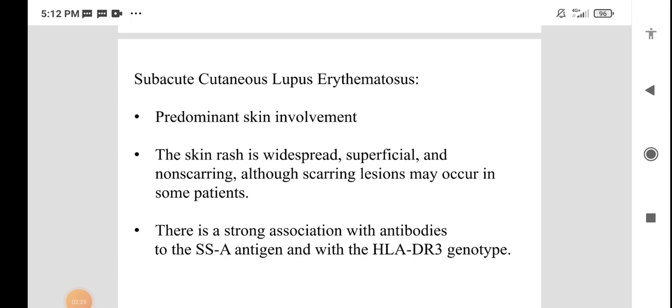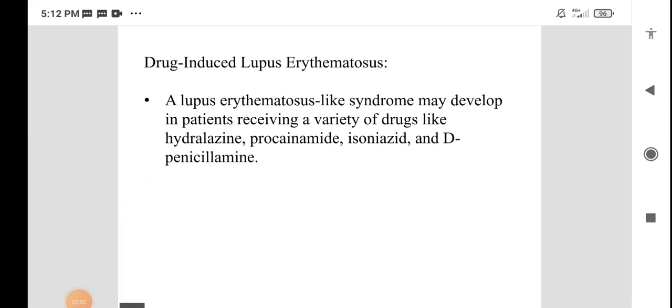Coming to subacute cutaneous lupus erythematosus, there is predominant skin involvement. The skin rash is widespread, superficial, and non scarring, although scarring lesions may occur in some patients. There is a strong association with antibodies to SSA antigen, and with the HLA-DR3 genotype. So, you come across antibodies to these antigens here. Drug induced lupus erythematosus: a lupus erythematosus syndrome may develop in patients receiving a variety of drugs like hydralazine, procainamide, isoniazid, and D-penicillamine.